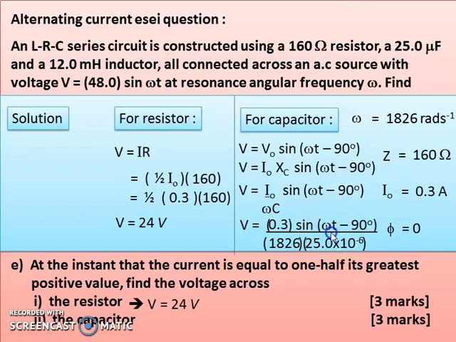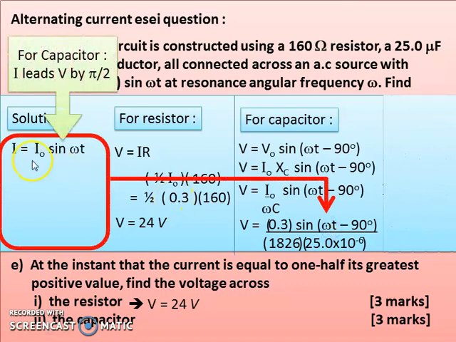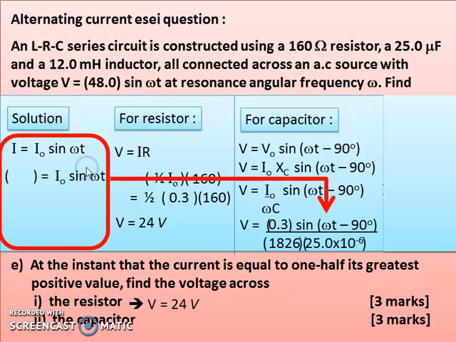Next is omega t. For omega t, we use I equals I naught sine omega t. For capacitor, I leads V by pi per 2 radian. So if V equals V naught sine omega t minus 90 degrees, therefore I equals I naught sine omega t. So pi per 2 radian converted to degrees is 90 degrees. So we can use radian or degrees here.